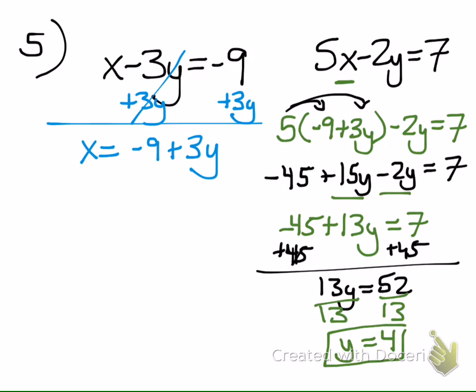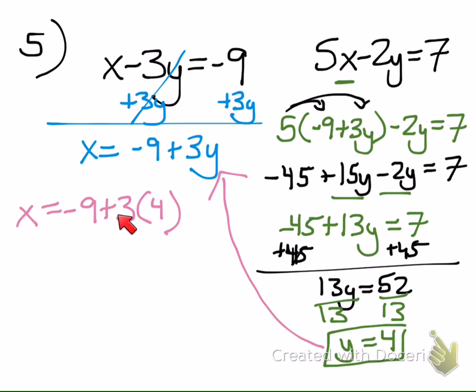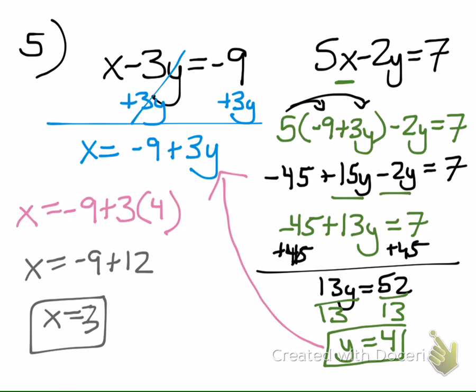The hardest part's done because once you have one, it's very easy to find the other one. You just take it, you plug it into the equation that's solved for. So x is equal to negative 9 plus 3 times 4. Now, probably the mistake a lot of people make here is they do negative 9 plus 3. But order of operations says you have to do multiplication before you do addition, right? So it should be negative 9 plus 12, which is going to be 3. So the solution there is 3, 4, which again, you could write it like that if you wanted to.